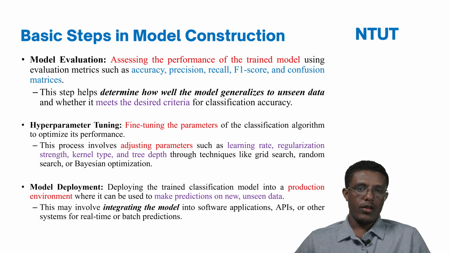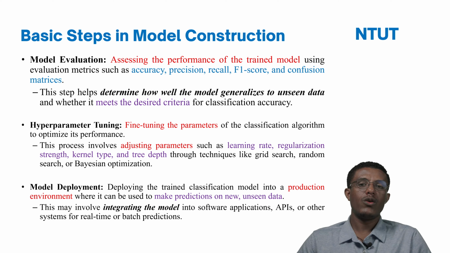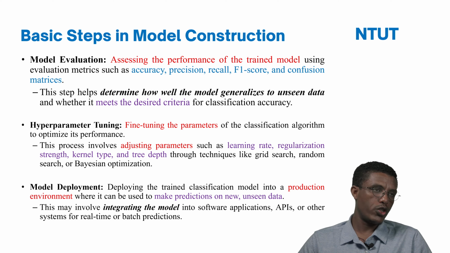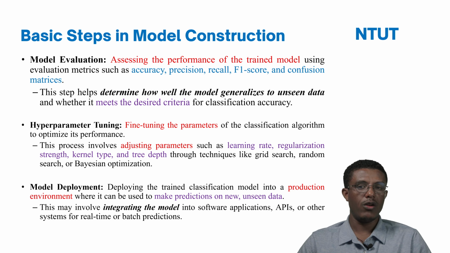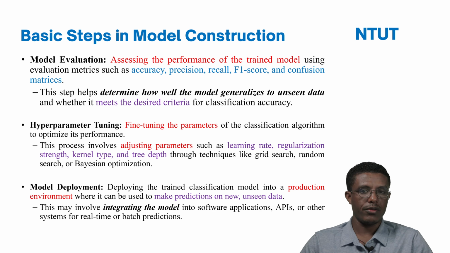Then we train the model, and the next step is model evaluation. Assessing the performance of the trained model using evaluation metrics such as accuracy, precision, recall, F1 score, and confusion matrix. All of these are types of evaluation metrics in classification algorithms, so we can use these parameters.